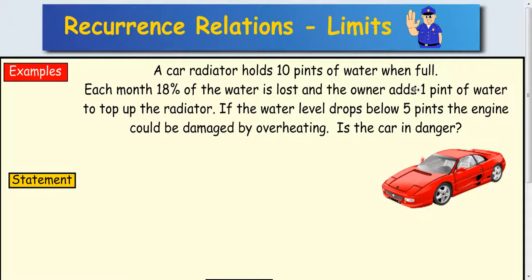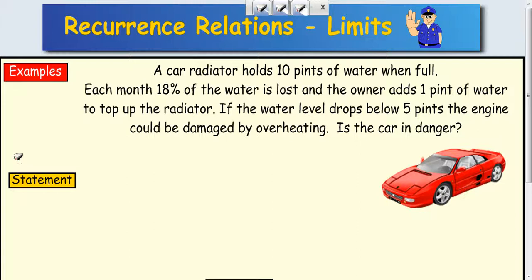In this recurrence relation limits question, there's an important point to note, and this one particularly in the statement at the end. So let's look at it. A car radiator holds 10 pints of water when full. Each month 18% of the water is lost, and the owner adds 1 pint of water to top up the radiator. If the water level drops below 5 pints, the engine could be damaged by overheating. Is the car in danger?